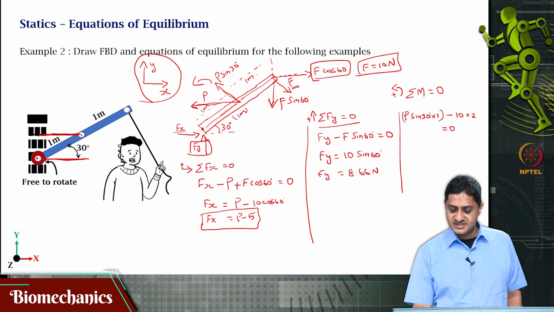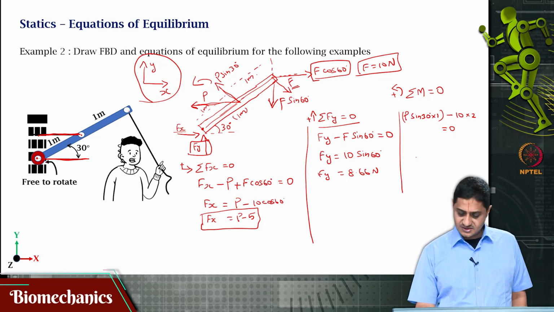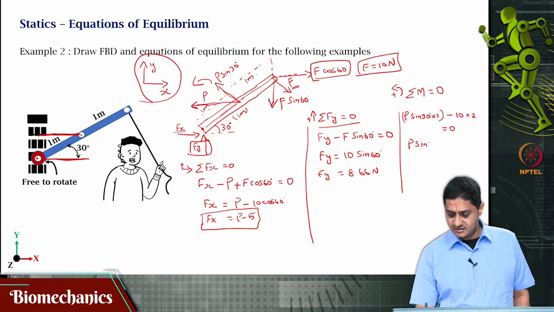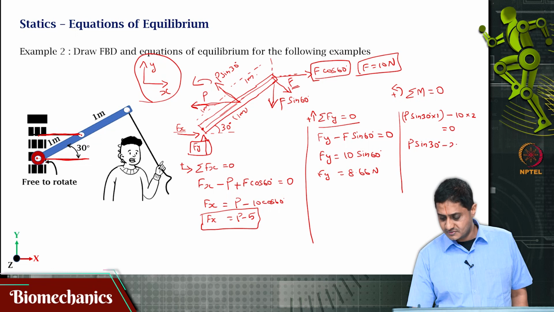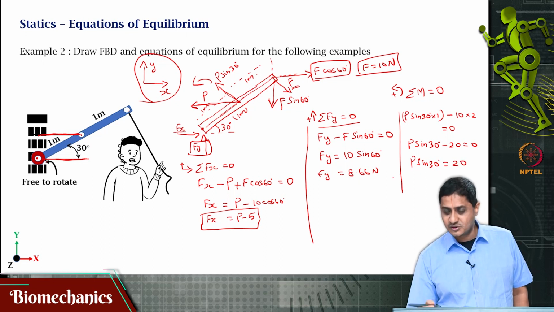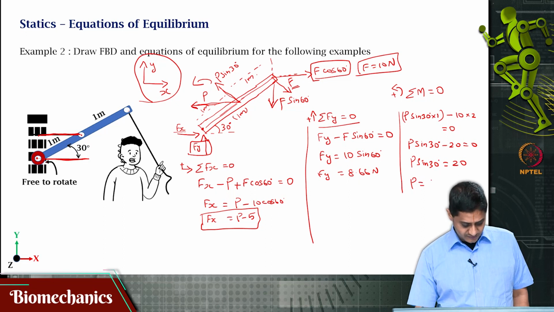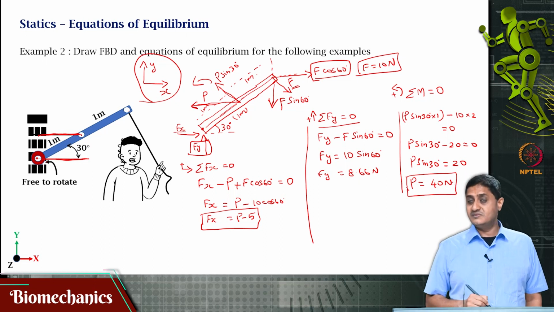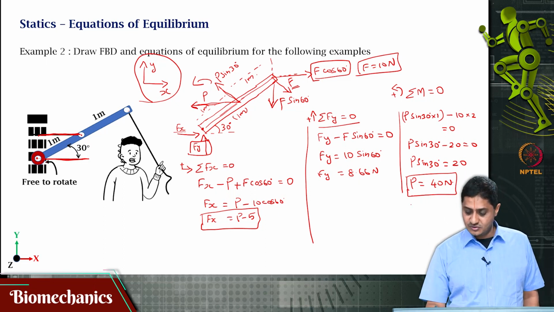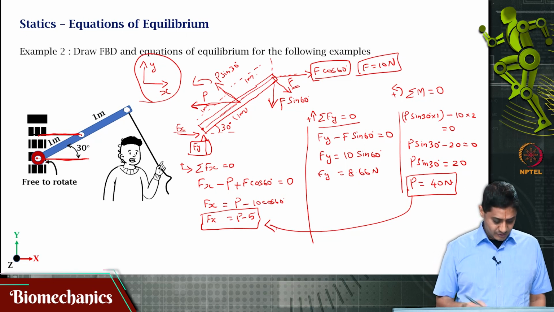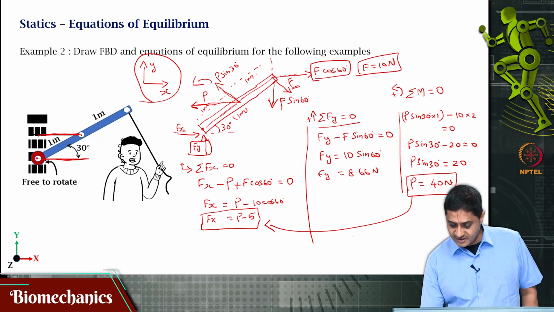So, I can write this as P sin 30 minus 20 is 0, or rather P sin 30 is 20. From this, because I am substituting for sin 30, I can get P to be 40 newtons. Now that I have found out the value of P, I can substitute the value here and find out the value of Fx. Fx is P minus 5, is it not? 40 minus 5, that would be 35 newtons.